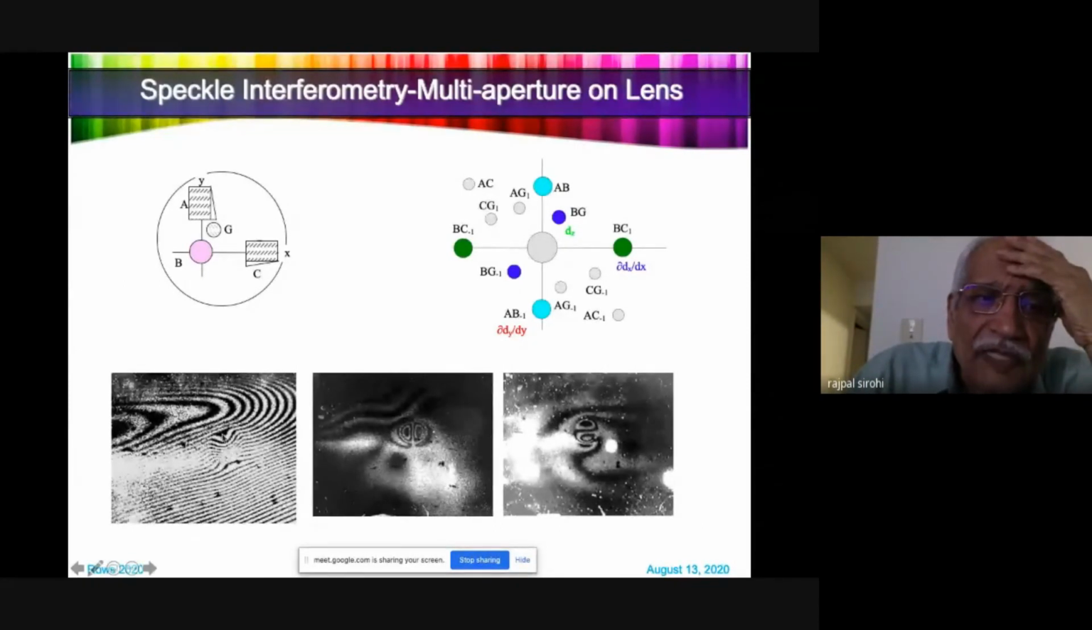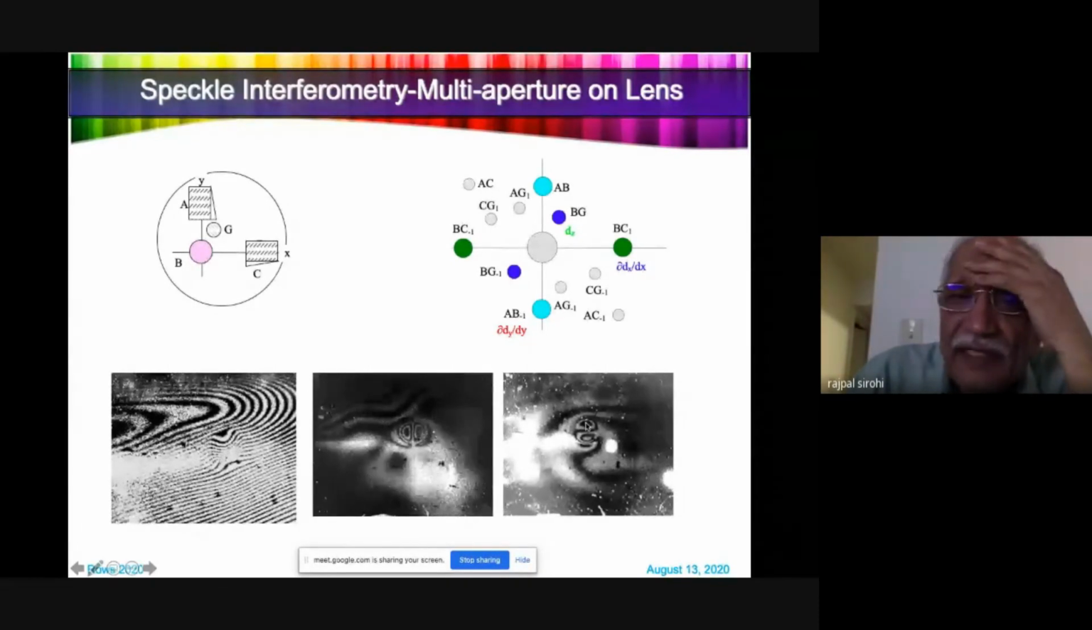We have a little defect here, which is a circular thinning of the plate or thinning of the pipe. And here you can see these fringes are too fine and too close. But once you take a derivative, you get these slow fringes. And this is the y derivative, and the middle one is the x derivative.